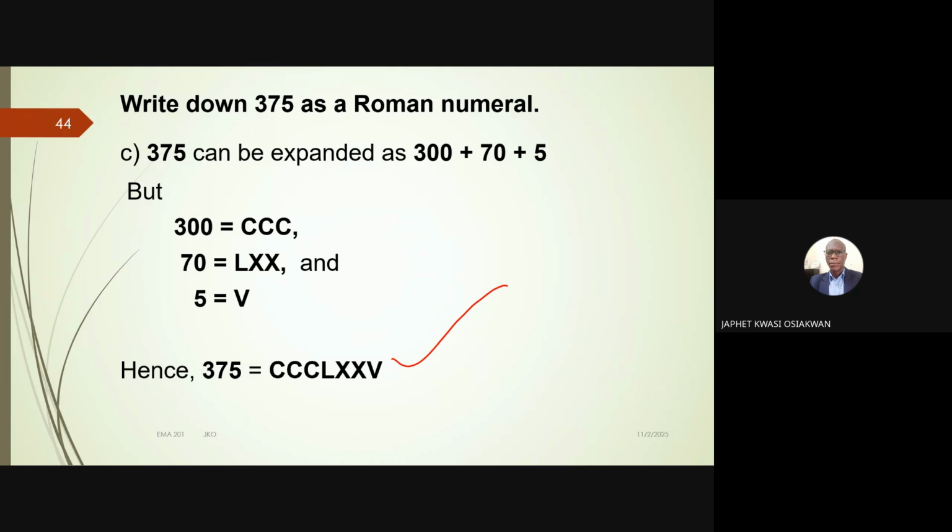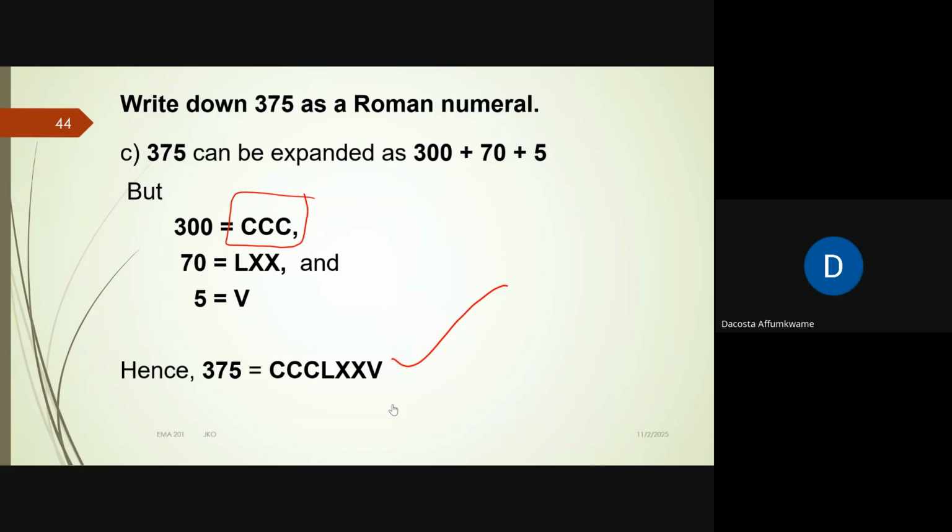You realize that in Roman numerals too, you can repeat a symbol. Have you realized that? Have you realized that you can repeat some symbols? I'm asking a question. Have you realized that we can repeat some symbols? Yes, sir. Okay.